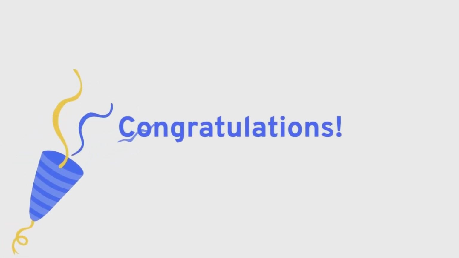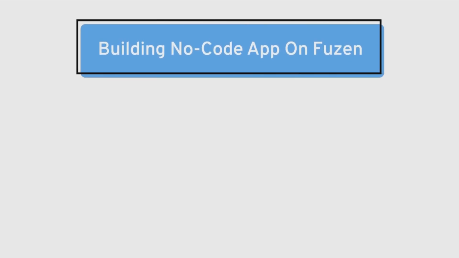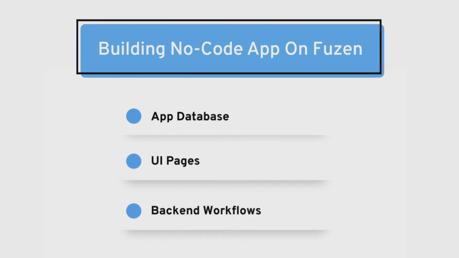and congrats on creating your very first app on Fuzen. Now let's talk about the interesting part, building your no-code app on Fuzen. Any Fuzen app has three main pillars: your app database, UI pages, and backend workflows. Let's look at them one by one.